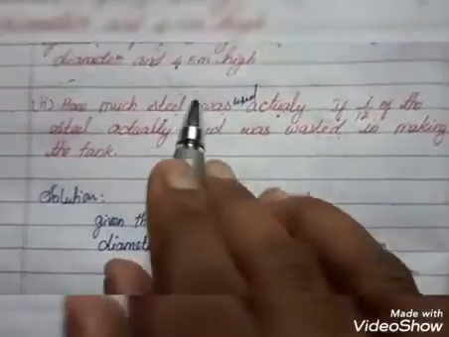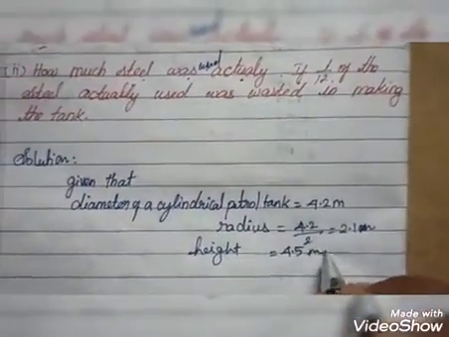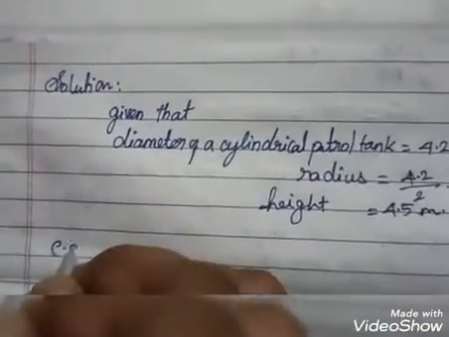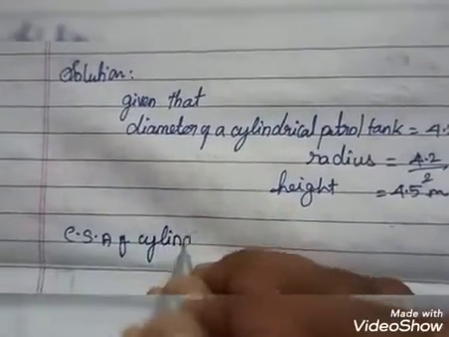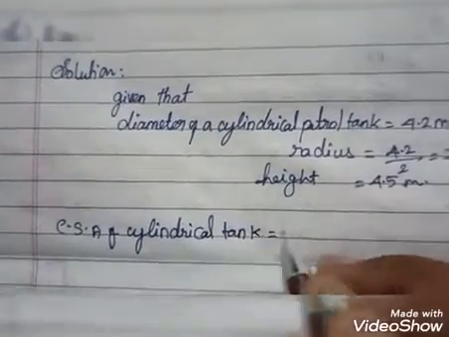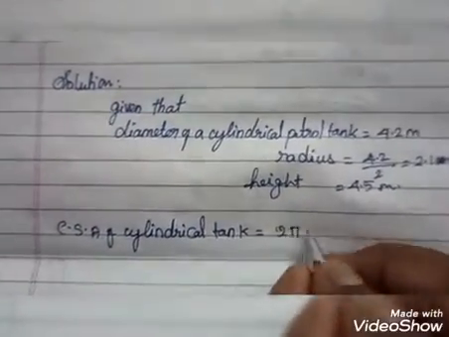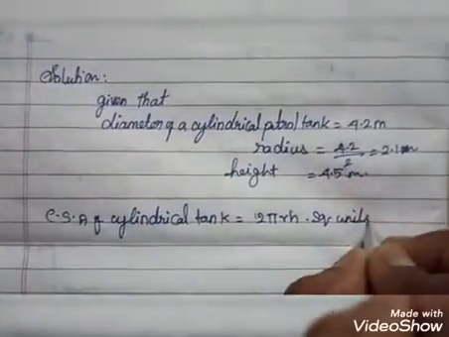Height seems to be 4.5 meter. What you need to find out? You need to find out curved surface area. So CSA of cylindrical tank is equal to 2 pi r h square units.